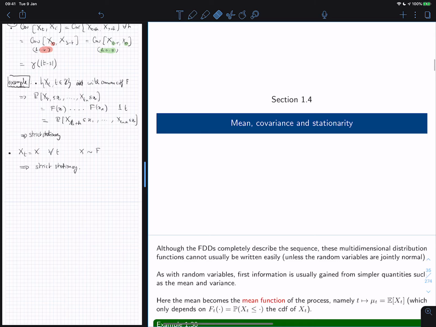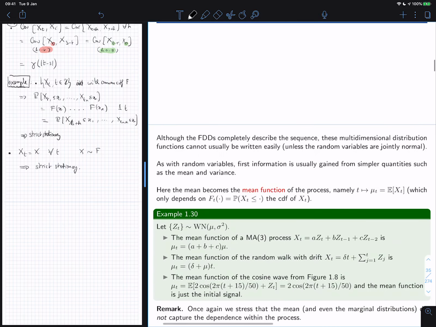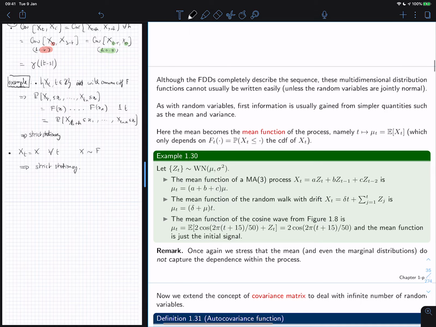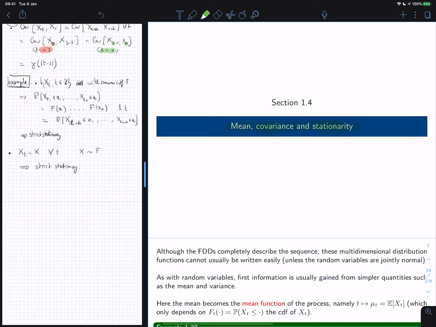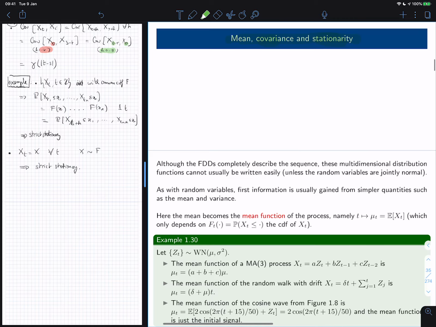Now let's go back to more practical things that you will be needing quite a lot, not only in the course of this course, but also more generally. It's basically the center of all interest in this kind of model. It's the so-called mean, covariance, and stationarity, but weak stationarity in this case. As we said, the FDDs completely describe the sequence, and you want those in order to study your process. But in general, they are not available.